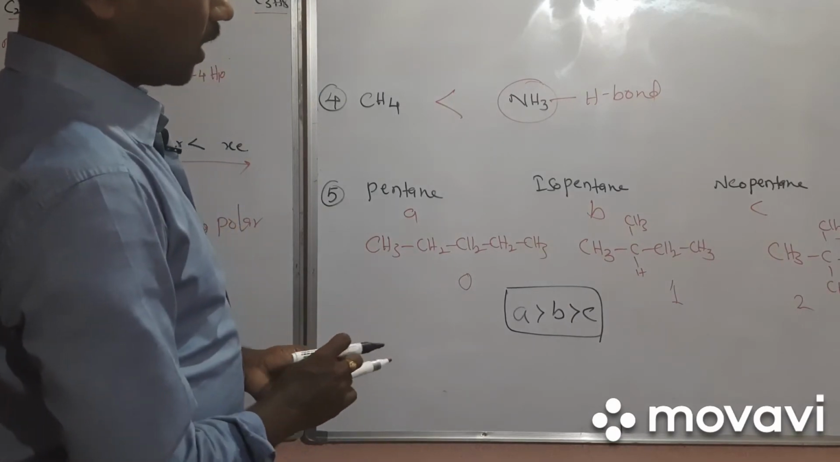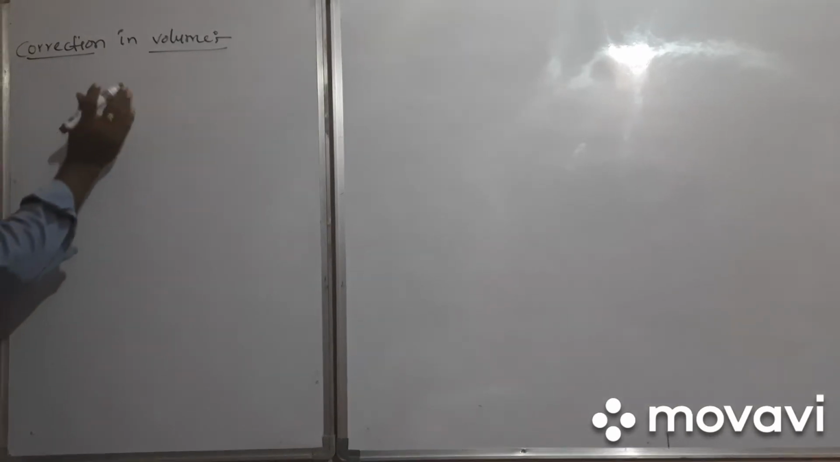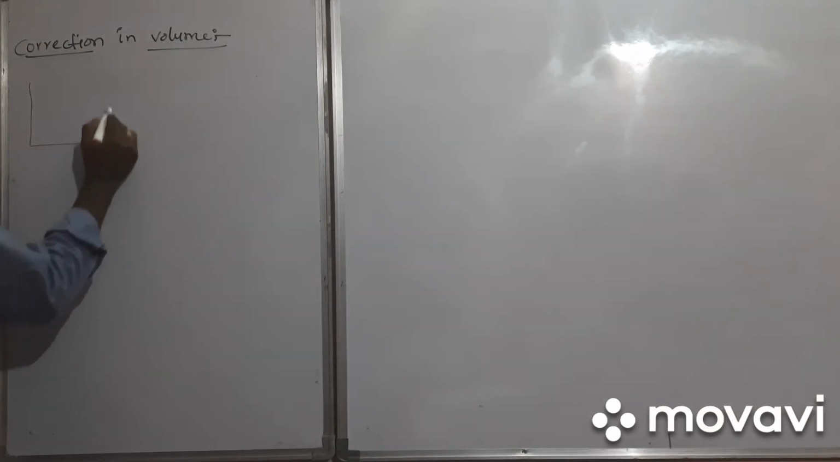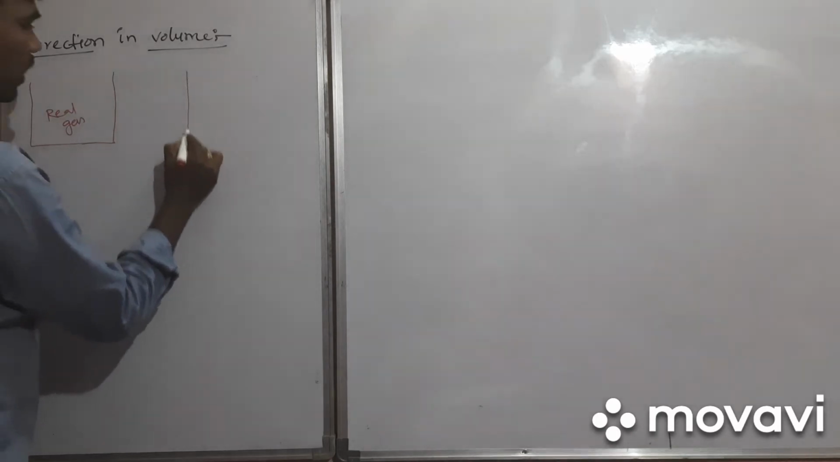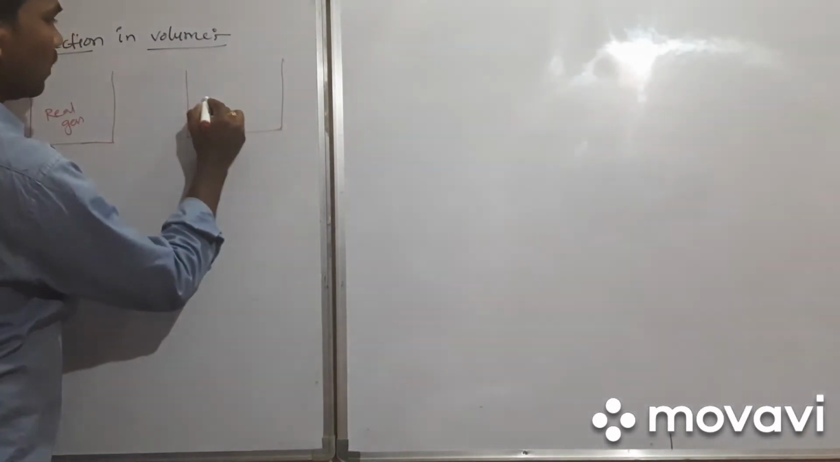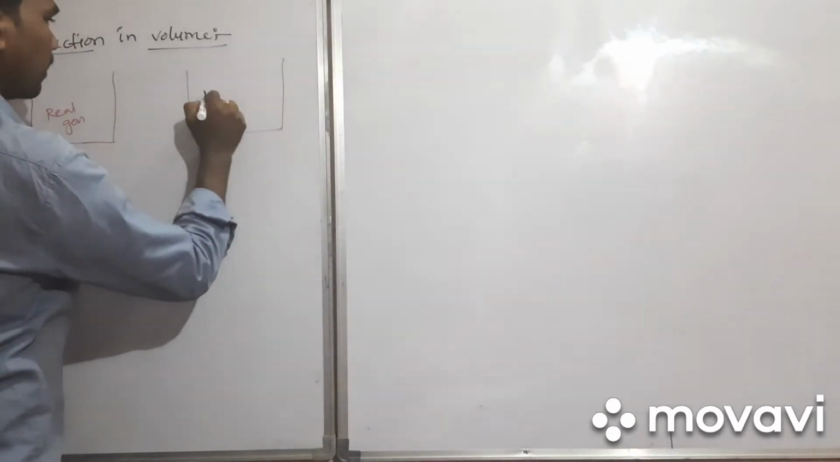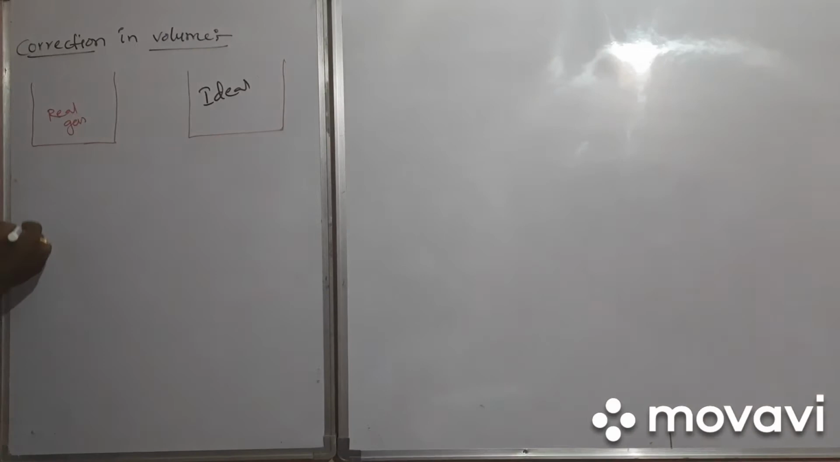Right? Now I am going to explain the correction in volume. To understand this, I am taking it like this. This is one container. In this container I am taking real gas. In the other container I am taking ideal gas. This black color indicates the ideal gas.